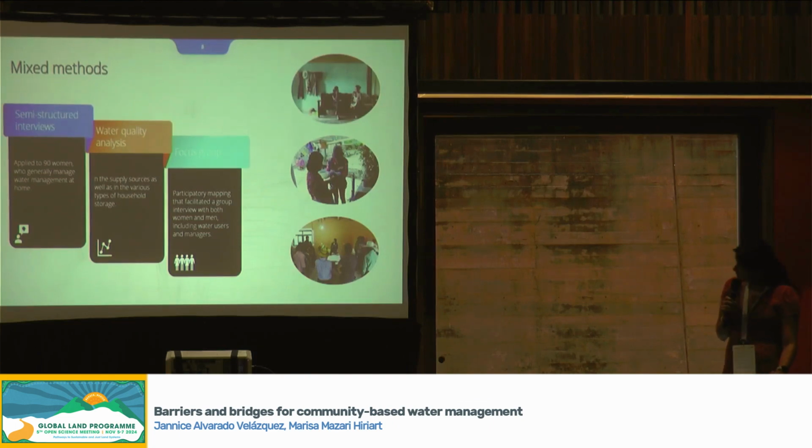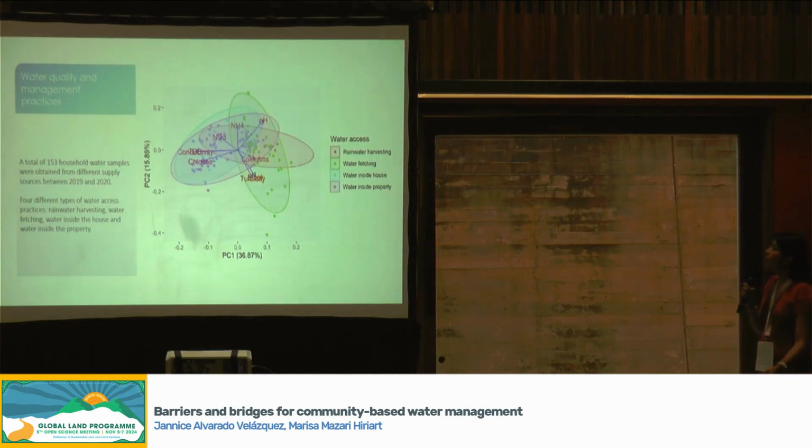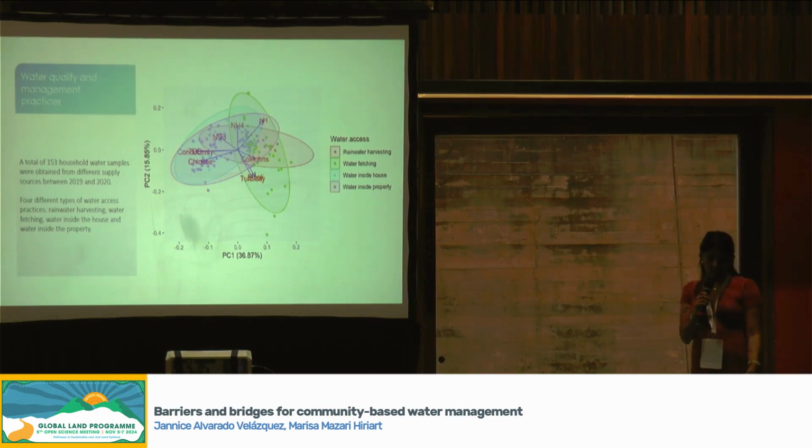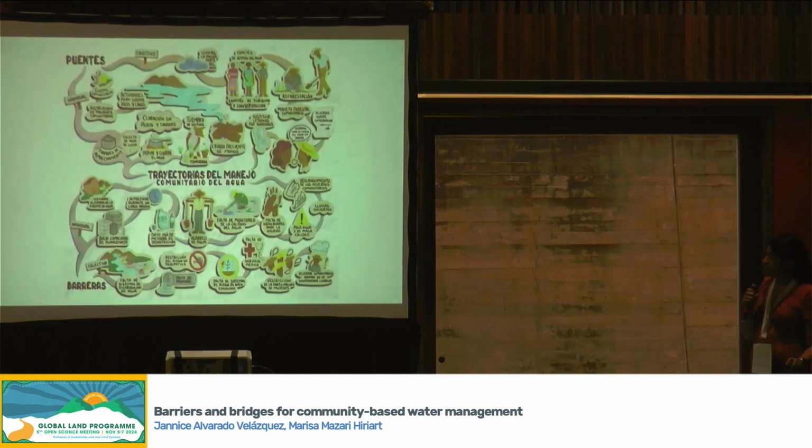The first results were on water quality and management practices. We identified similarities where there is piped water inside the house, but water quality differs when rainwater is harvested and when water is fetched. Water fetching is more related to turbidity and bacteria like E. coli and coliforms, while where people have water inside the house, the water is better, with more chlorine and conductivity factors.